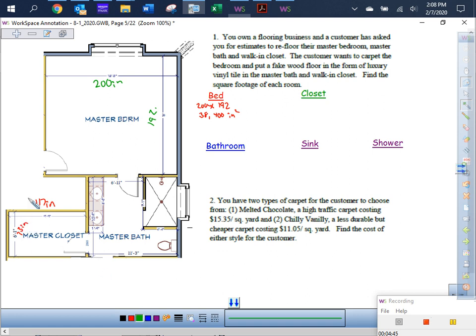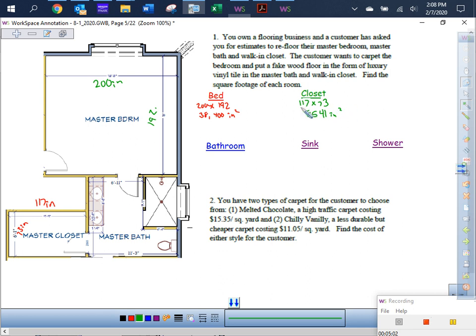So to find the area of that closet, I will show what I'm doing. 117 times 73. Of course, you can punch that in if you want to, but that is 8,541 inches squared is what I got for that. So put in the label.